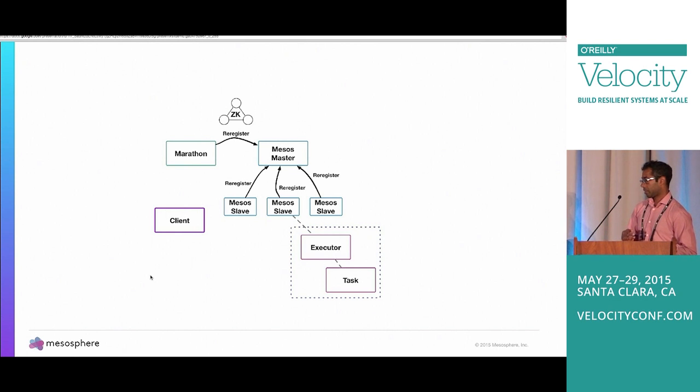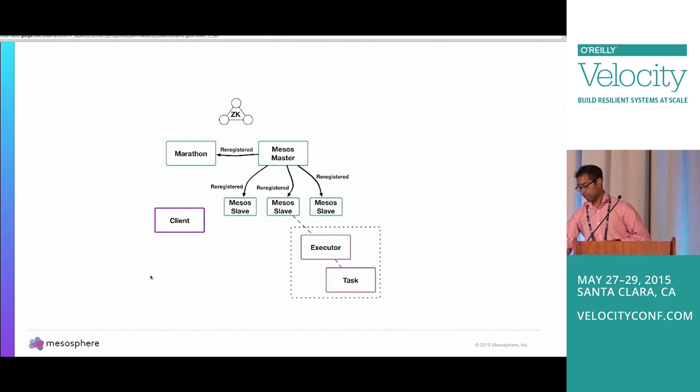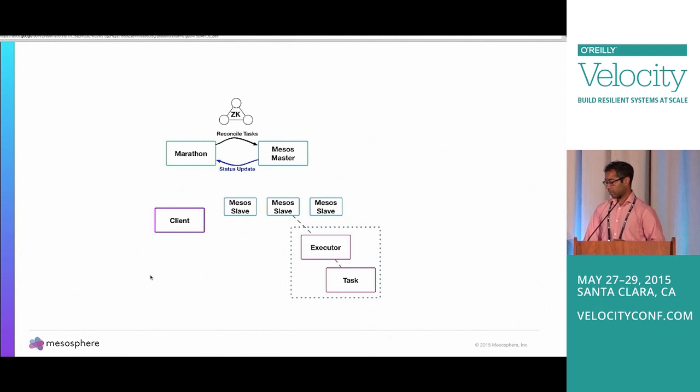So the slave nodes then re-register with the new master. The scheduler re-registers with the new master, and it confirms their registration, and it reconciles the list of tasks with all the running frameworks, just to make sure that its view of the world is the most current. And again, we're happy.